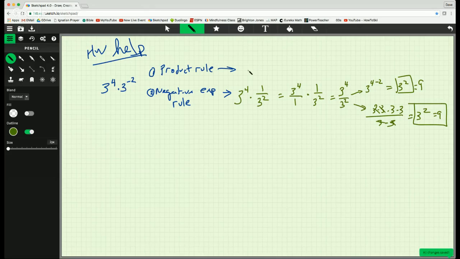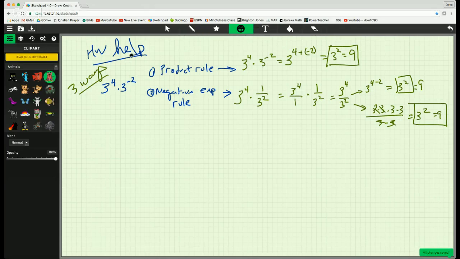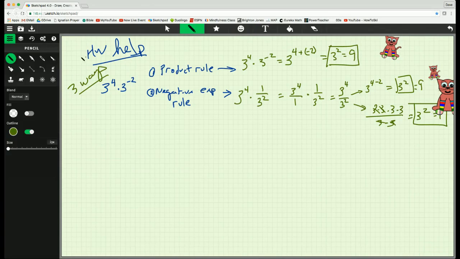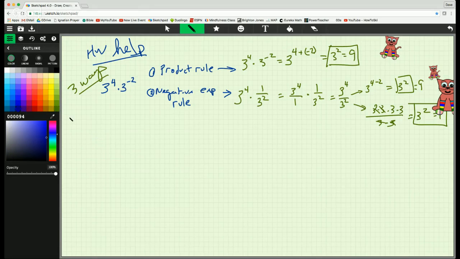We can also do this using our product rule. Watch the product rule. 3 to the 4th times 3 to the negative 2 is equal to 3 to the 4th plus negative 2. And 4 plus negative 2 is 2. So I showed you 3 ways to do that, which is equal to 3 happy cats. All right, let's keep moving. Let's do some more examples. Let's get you jamming on this homework.